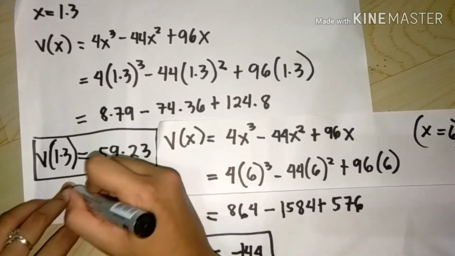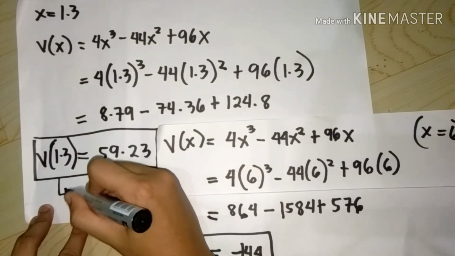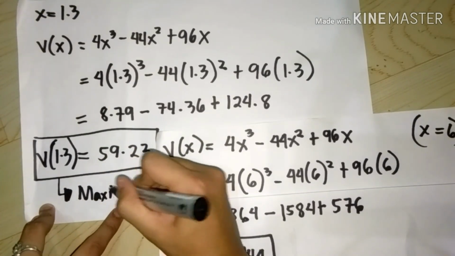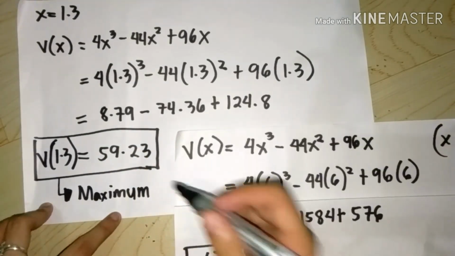After we solve it all, we can now identify the maximum volume of our rectangular box. The maximum volume of the rectangular box occurs at x equals 1.3, where we get positive 59.23. This is our maximum value. Thank you for watching.